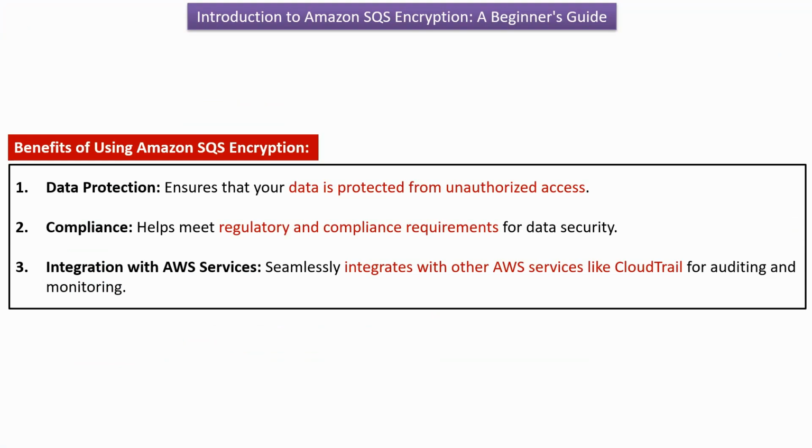Now we will see the benefits of using Amazon SQS encryption. First point is data protection. It ensures that your data is protected from unauthorized access. Second point is compliance. It helps to meet regulatory and compliance requirements for data security. Third point is integration with AWS services. It seamlessly integrates with other AWS services like CloudTrail for auditing and monitoring.